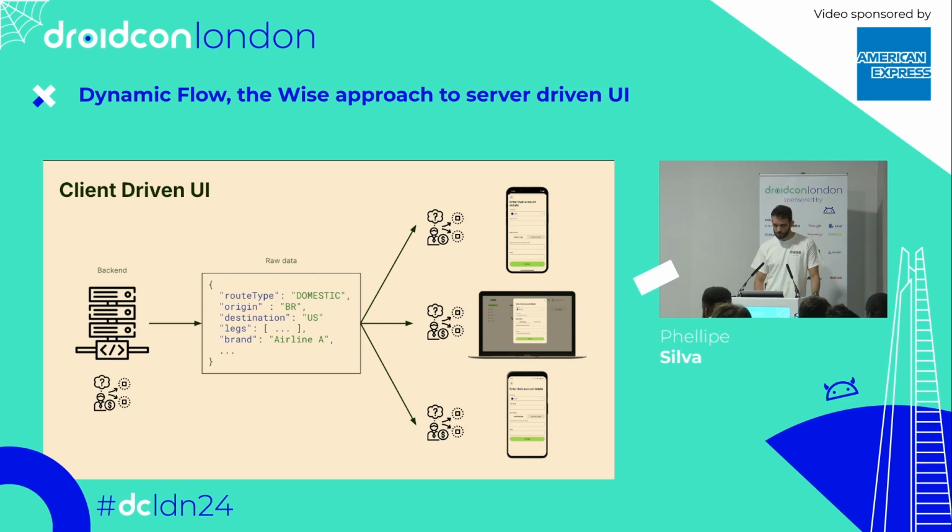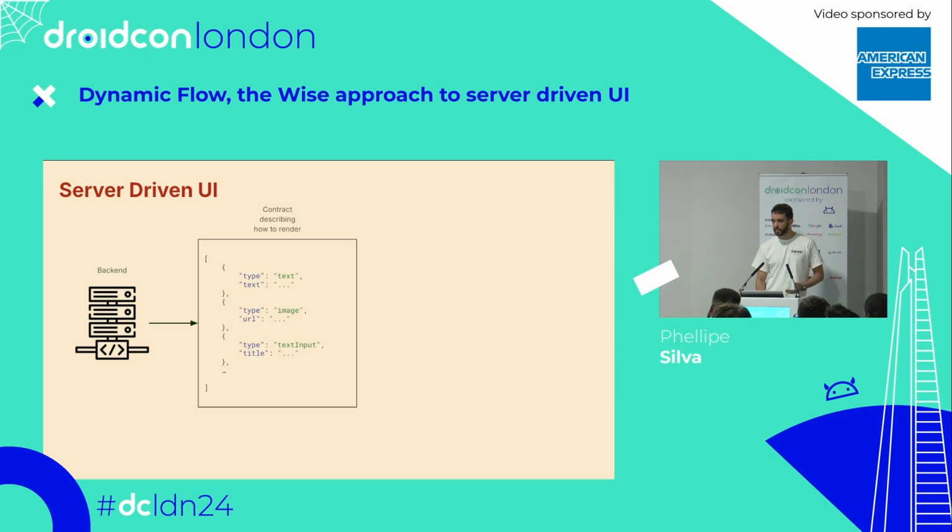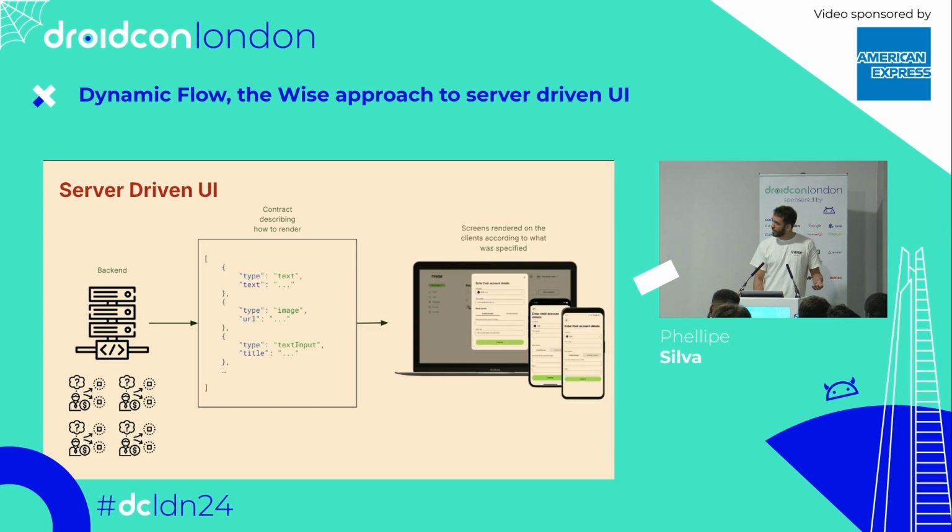In contrast, in a server-driven UI approach, instead of serving the clients with raw data, you serve them with instructions on how to handle the screen. So you can concentrate all the business logic regarding your field or your industry on the backend and serve the clients only with instructions on how to handle the screen.